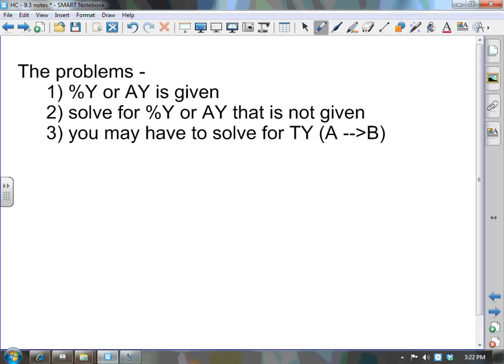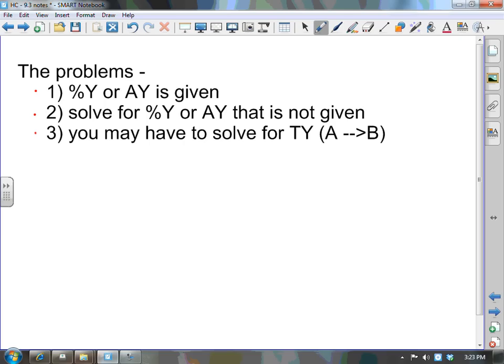Now, when we do a calculation like this, here's how the setup will be. We're going to be given either the percent or the actual yield. We have to be given one of those because we're actually not going to be able to go to the lab and do the lab. So the problem will tell us one or the other. They're going to want us to solve for that opposite one that wasn't given.